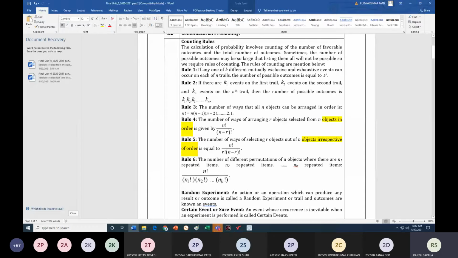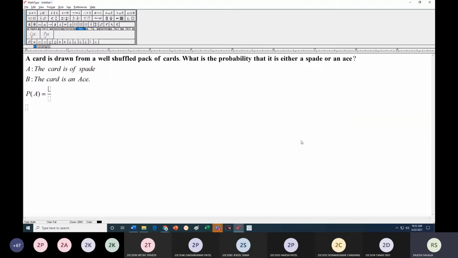Now look at this rule. Do you have any rule for selection of cards, selection of objects? Look at rule 5. The number of ways of selecting r objects out of n objects. So how many spade cards are there in total? 13. How many cards are you going to select? One. Is it okay? That is your desired outcome. Any doubt up to this line?